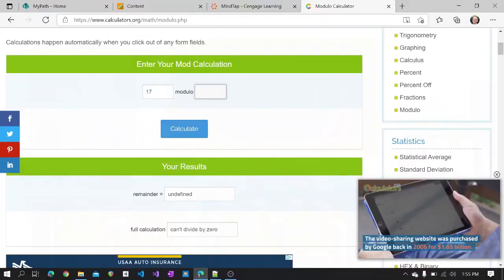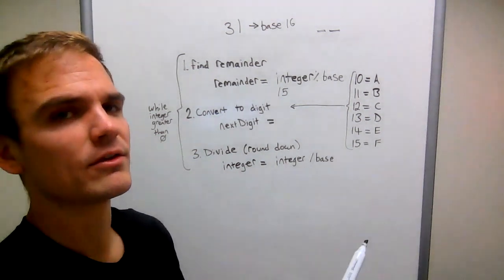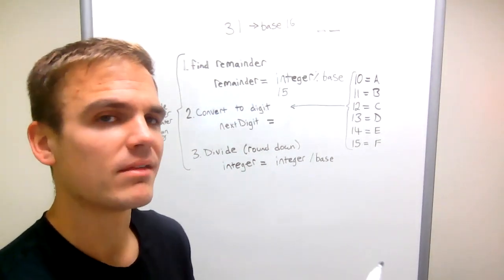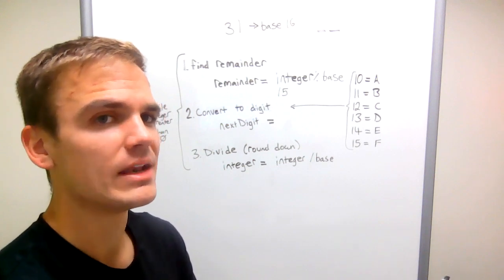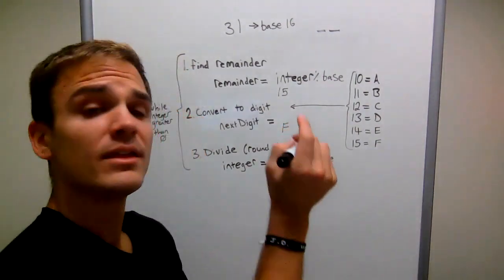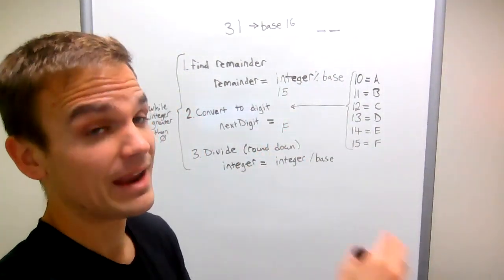By the way, here's a good resource for finding the remainder of division: calculators.org/math/modulo.php. Example: 31 modulo 16 is 15. Then we convert the remainder into a number of the corresponding base, which in base 16, the number 15 is represented with an F. This number will be the rightmost digit in our result.